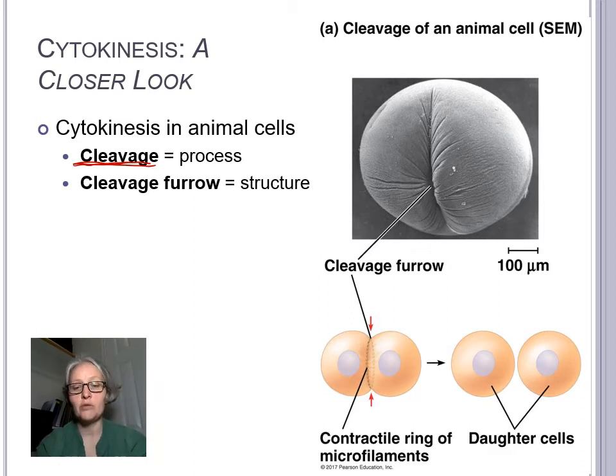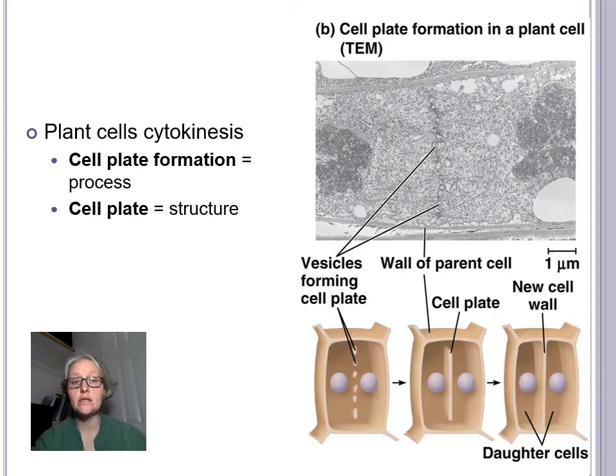What happens in animal cells is that the two cells begin to pinch together. That process of pinching is called cleavage, and that funny little indentation that you get, that's the cleavage furrow. Plant cells can't do this. They have a rigid cell wall, so you can't just pinch them in half. So they're going to need to do a process called cell plate formation. In this process, they're going to make a structure known as the cell plate.